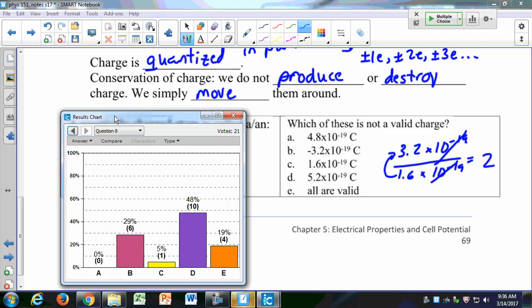This represents the charge of 3 protons because 4.8 over 1.6 is 3. 3 times 16 is 48. This represents 1 proton, but this represents somewhere between 4.8 and what? 6.4, somewhere between 3 and 4 protons. So D is not a valid charge because if I try to divide 5.2 by 1.6, I get a remainder. I don't get an integer number. So D is the right answer here.